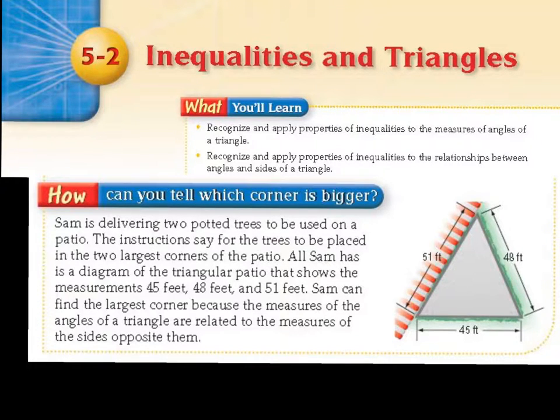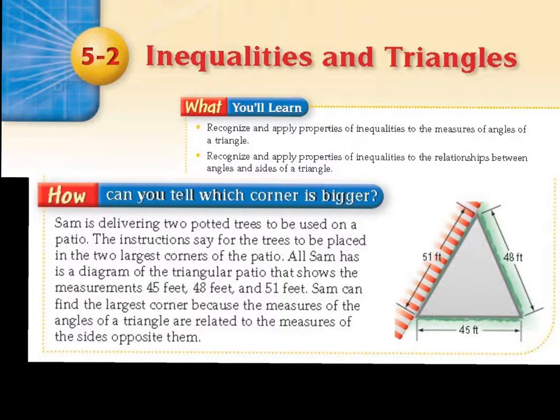How can you tell which corner is bigger? Sam is delivering 2 potted trees to be used on a patio. The instructions say for the trees to be placed in the 2 largest corners of the patio. All Sam has is a diagram of the triangular patio that shows the measurements of 45 feet, 48 feet, and 51 feet. Sam can find the largest corner because the measures of the angles of the triangle are related to the sides opposite them. So let's go ahead and answer that question.